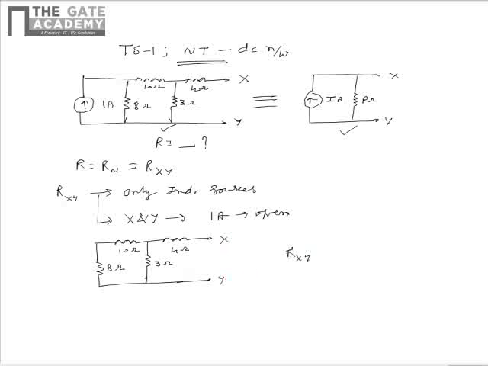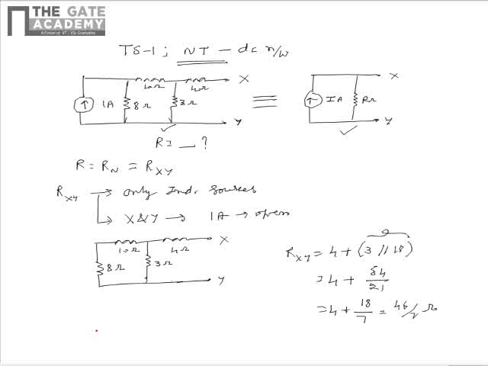From this we see that Rxy is equal to 4 plus 3 in parallel with 18. This quantity, 3 in parallel with 18, can be written as 4 plus 54 divided by 21. This can further be simplified as 4 plus 18 divided by 7. This upon simplification becomes 46 divided by 7.